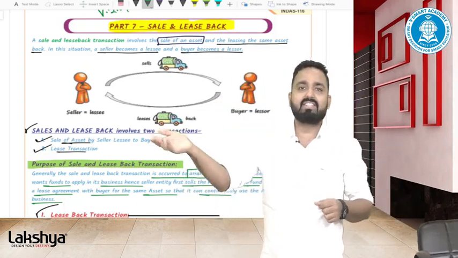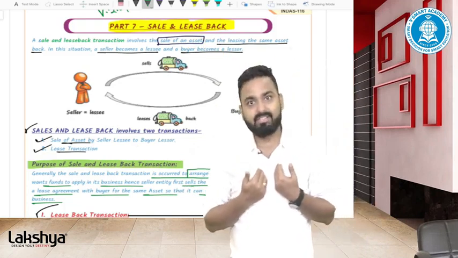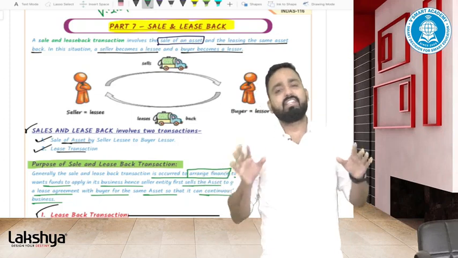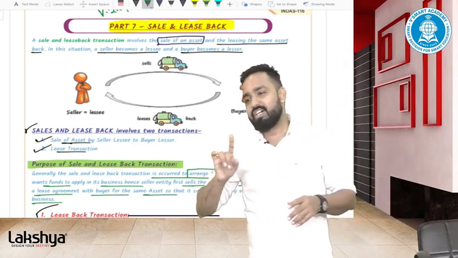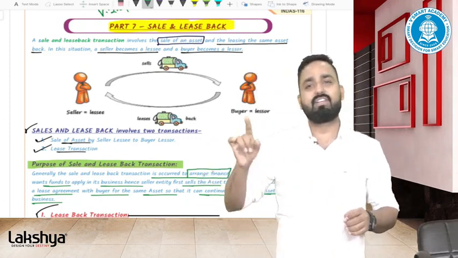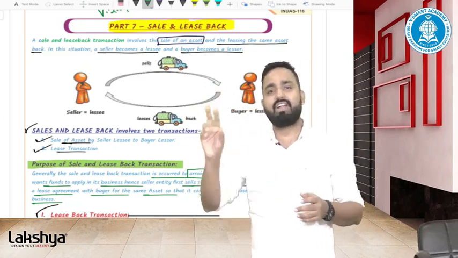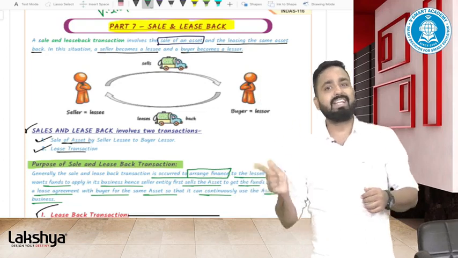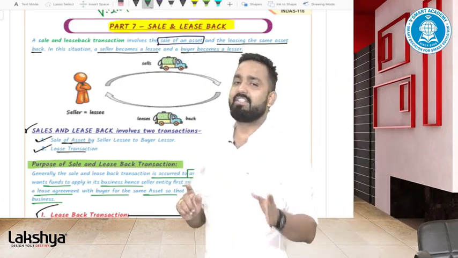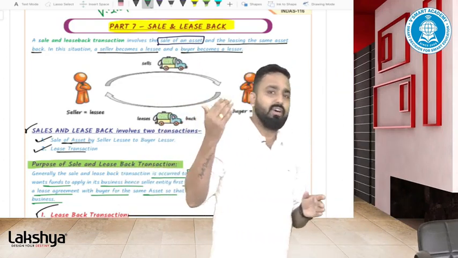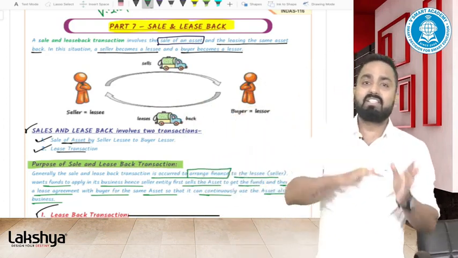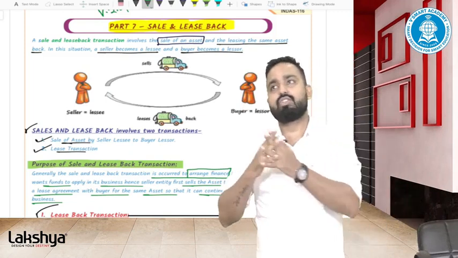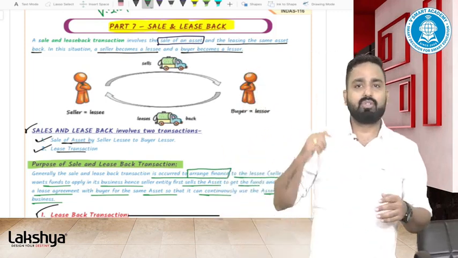Because when we are selling the asset and leasing it back on finance lease, technically the major economic life has been covered in the lease term, then we can say that the control over the asset has not been passed. But if there is a sale and operating lease back, that means the control over assets has been passed on by seller lessee to buyer lessor. Now under this sale and operating lease back, we have to book the sale.